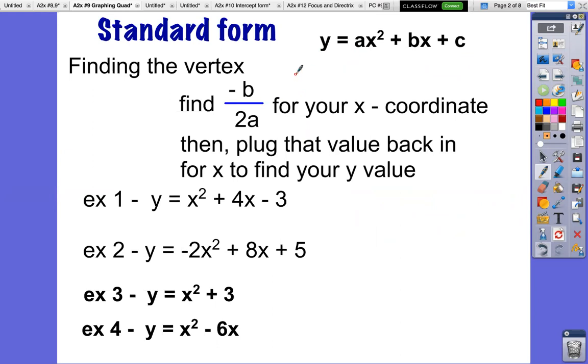So the quadratic formula is actually kind of a derivation of this, but opposite b plus or minus the square root of b squared minus 4ac all over 2 times a. Now, we're not talking about solutions, so I can get rid of this part. That's how you can remember this, how to find your x coordinate. It's the opposite of b over 2a.